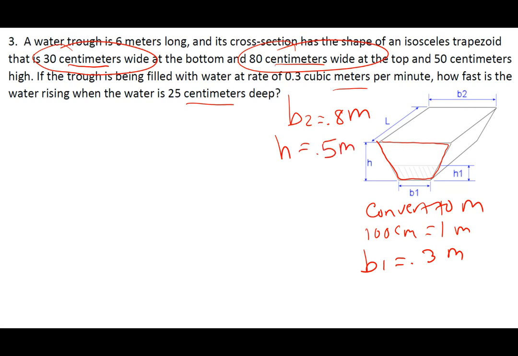The trough is being filled with water at a rate of 0.3 cubic meters per minute. How fast is the water rising when it's 25 centimeters deep? So take a look over at the picture here. Notice that there are a lot more variables than normal. There is the height, there's base 1, there's base 2, and there's the length. This little h1 that they're talking about is the height at a given time. And in this case, they're talking about when it's 25 centimeters deep, which of course would mean 0.25 meters.